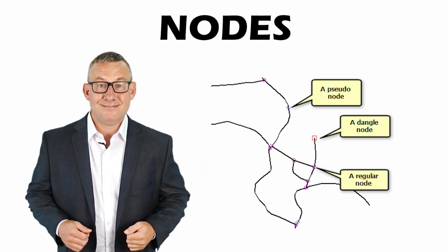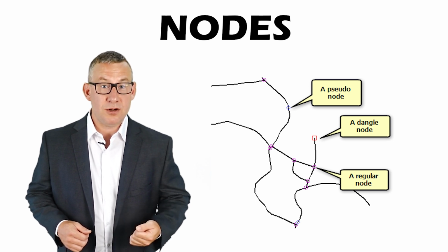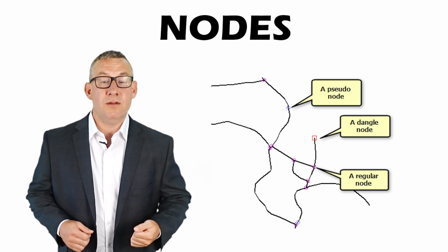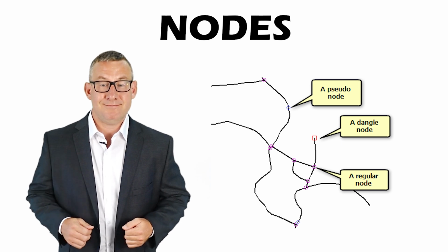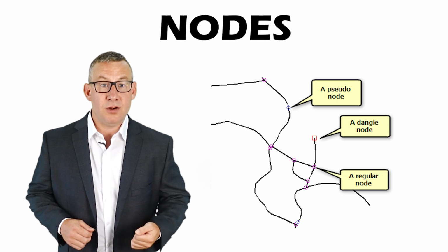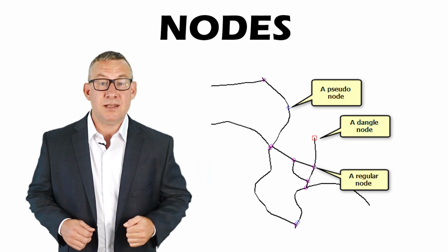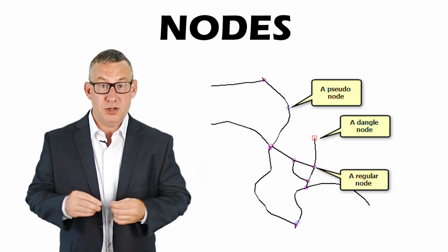Pseudonodes. A pseudonode is a node at the end of a line feature that connects to a node of only one other feature. A pseudonode makes it appear as though two separate features are one. A pseudonode may indicate where two features can be merged.